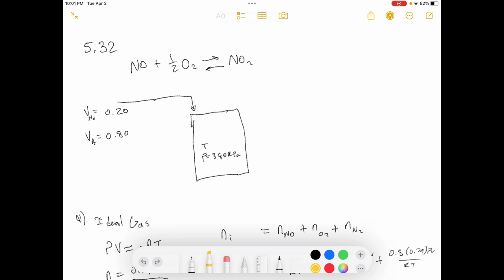Today we're working out of Chemical Engineering Processes, 3rd edition. We're doing problem number 5.32.